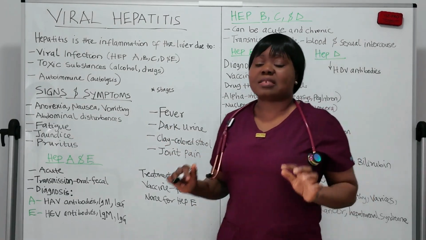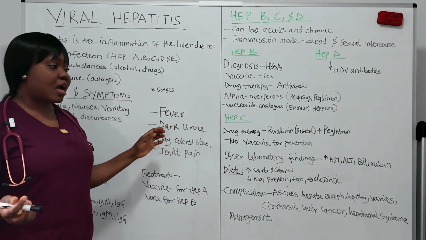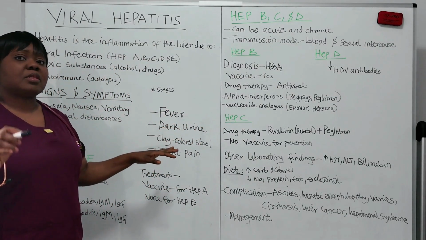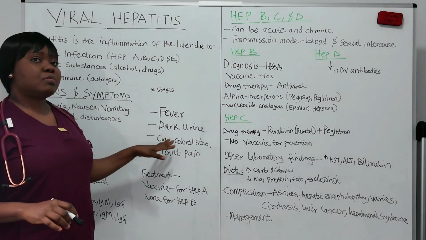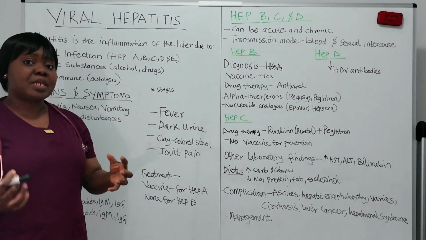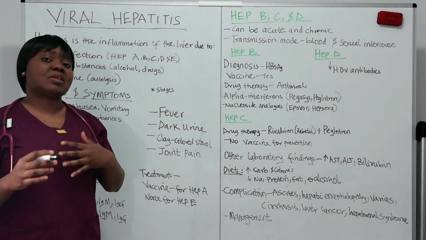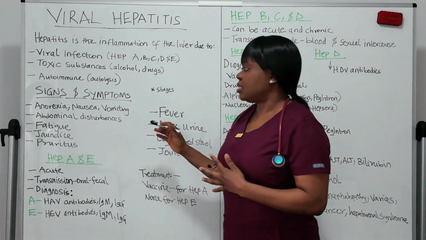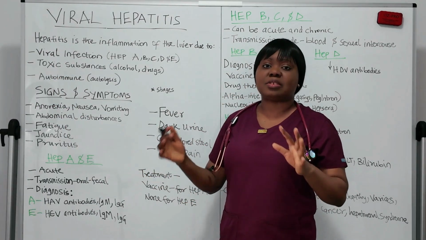There are other signs and symptoms like fever, the urine becomes dark, and that is because of the presence of bilirubin in urine. The stools may be clay colored, and that is due to absence of bilirubin in the stool. And then joint pain, that's another one that is evident. All these signs and symptoms can be classified under three stages.